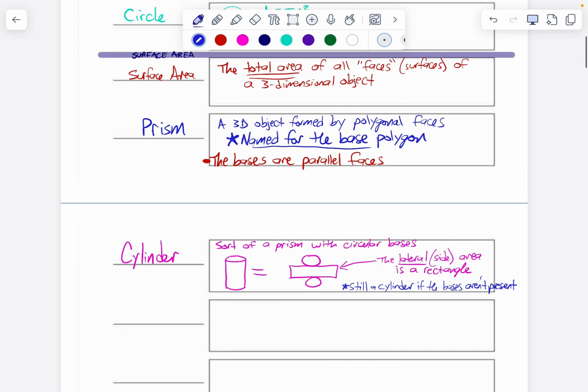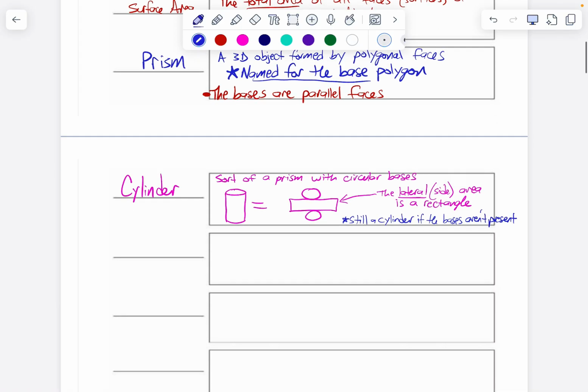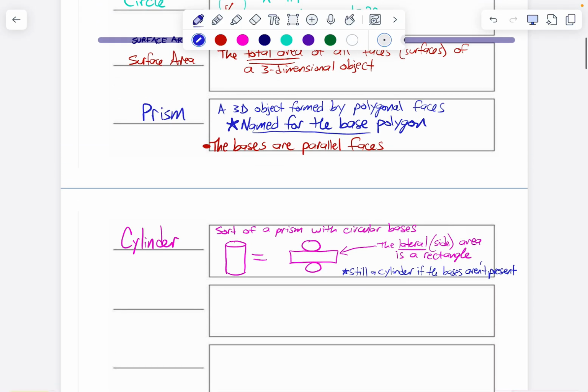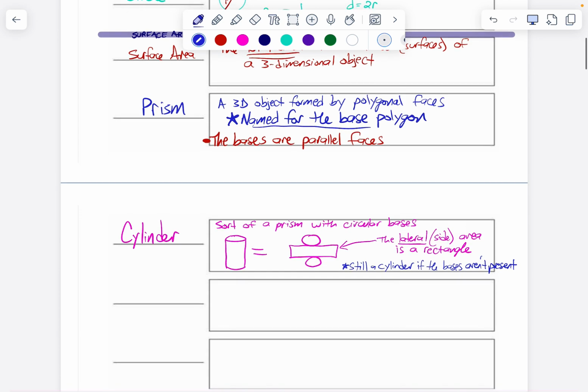Anybody happen to know the equations or formulas for them? Okay. Well, let's do that then. I bet you could come up with it. I think I might let you try with the cylinder.